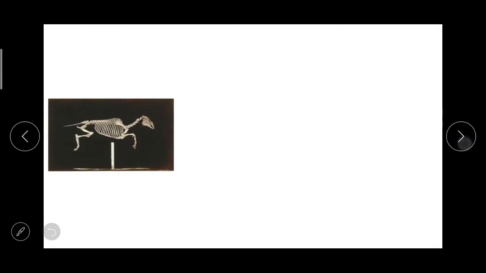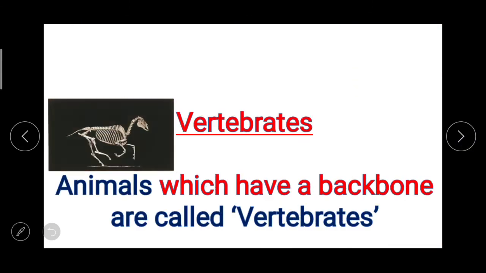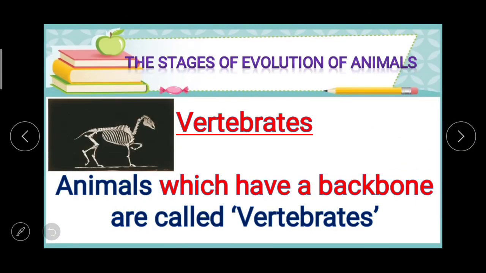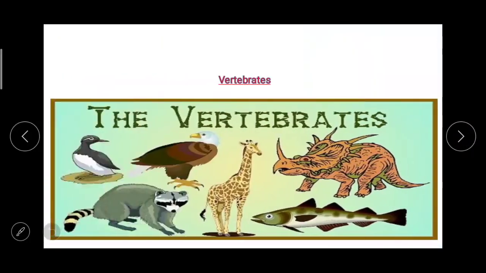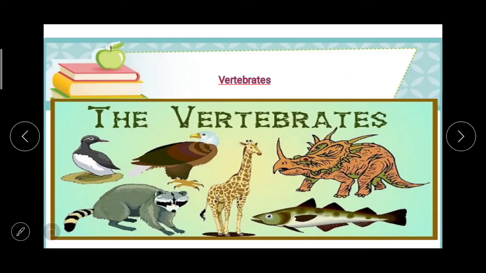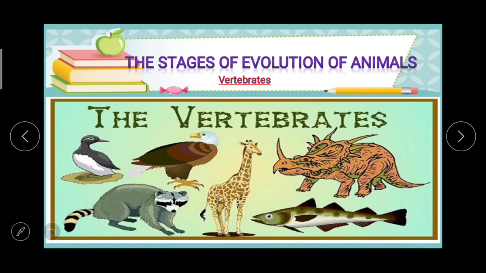And the vertebrates, exactly opposite to the invertebrates. Animals which have a backbone are called vertebrates. In these, human beings are also included. Here now on the screen again you can see the images of the vertebrates.